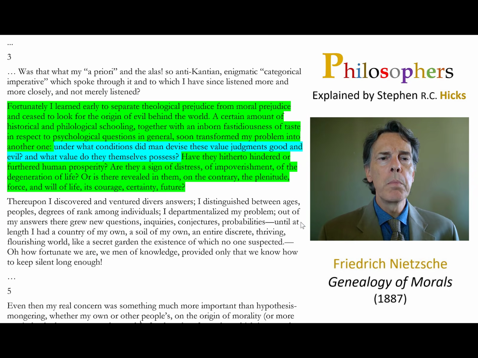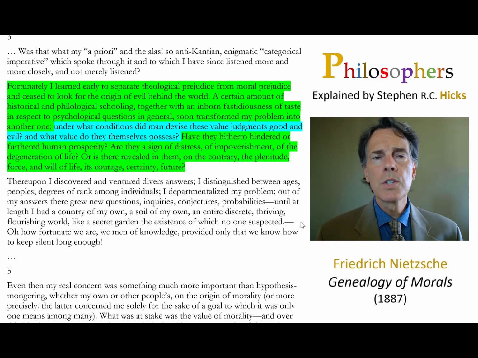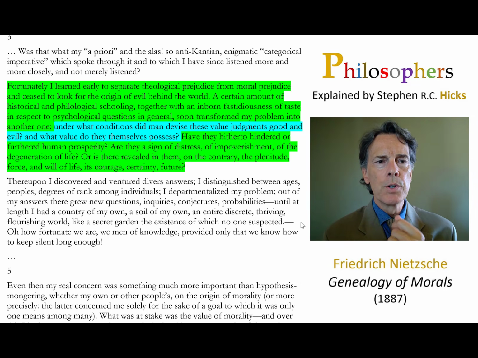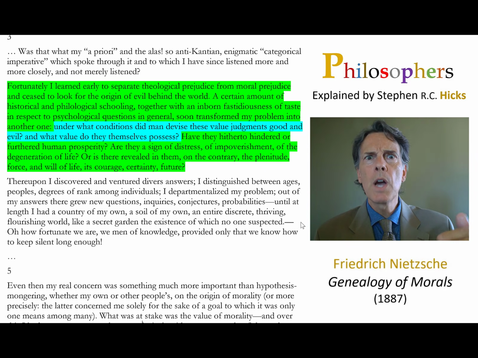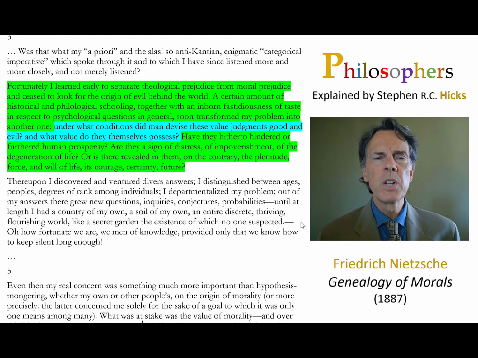And he starts speaking somewhat autobiographically here in this third section in the preface, where he says, "Fortunately, I learned early to separate theological prejudice from moral prejudice, and ceased to look for the origin of evil behind the world." So that's already an interesting distinction for many traditionally minded people for whom morality and theology are pretty close to being one and the same thing. But what Nietzsche is then suggesting is that moral prejudices do not necessarily, and in his view, they do not actually come from allegedly theological sources. We don't have to go behind the world or beyond the world or above the world in order to find where these moral prejudgments come from.